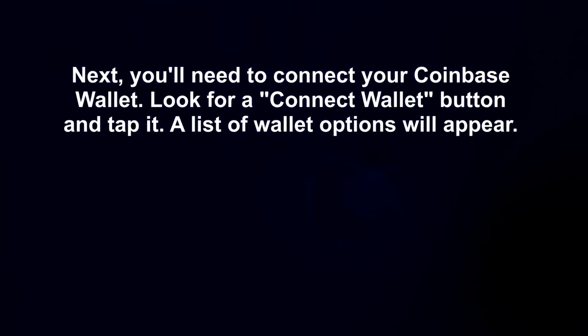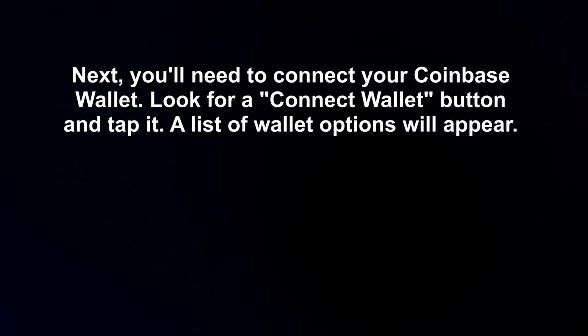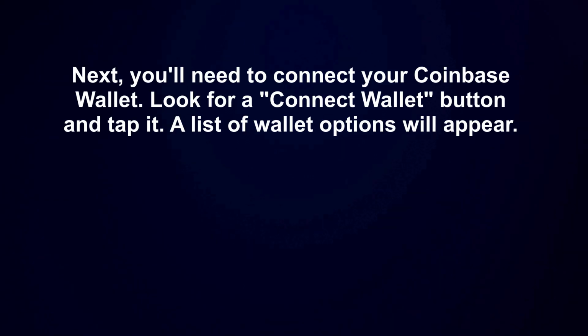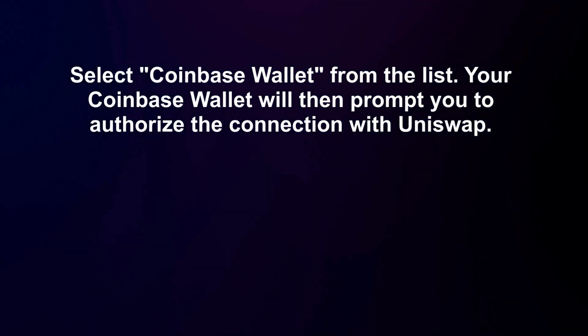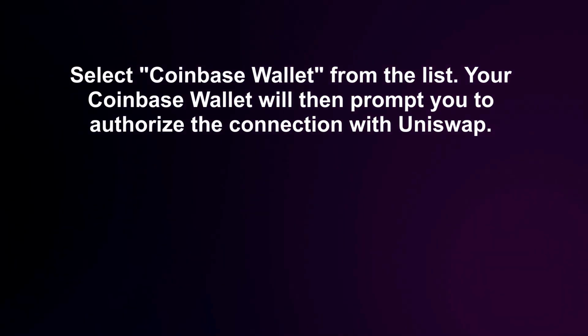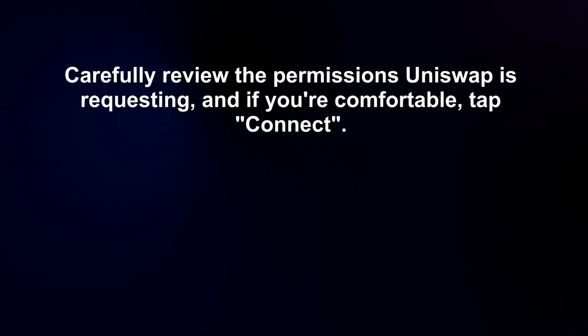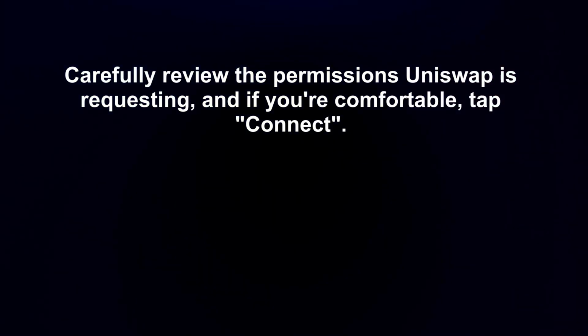Next, you'll need to connect your Coinbase wallet. Look for a Connect Wallet button and tap it. A list of wallet options will appear. Select Coinbase Wallet from the list. Your Coinbase wallet will then prompt you to authorize the connection with Uniswap. Carefully review the permissions Uniswap is requesting, and if you're comfortable, tap Connect.